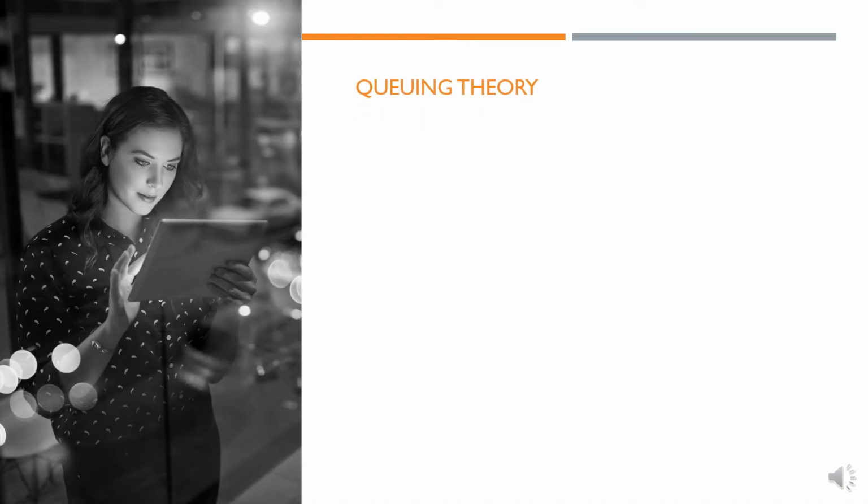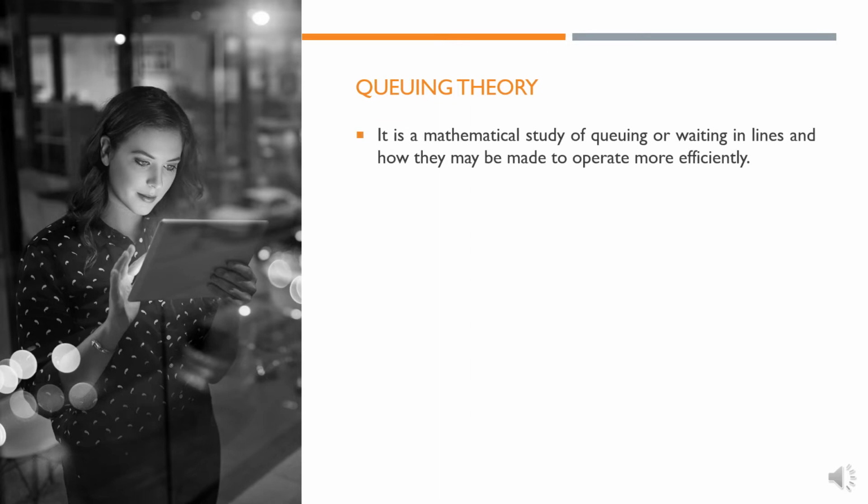So next is queuing theory. Queuing theory is a mathematical study of queuing or waiting in lines and how they may be made to operate more efficiently. Queuing theory is also applied to moving objects or information through a line.